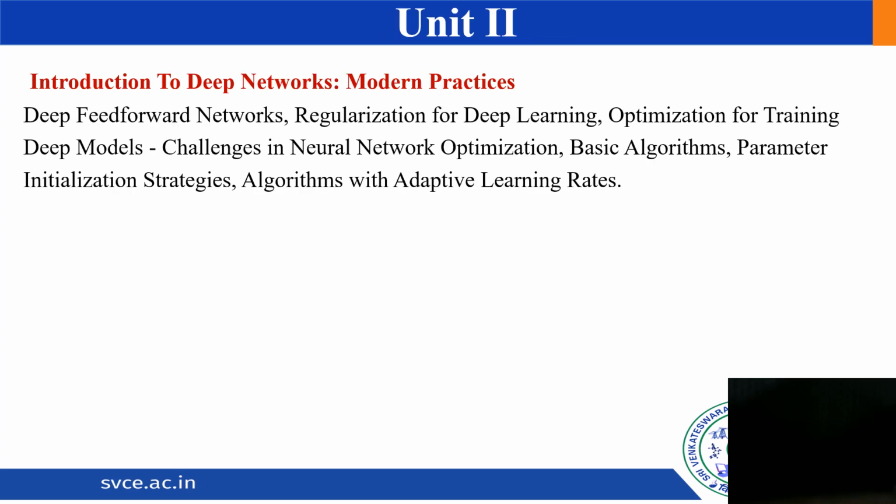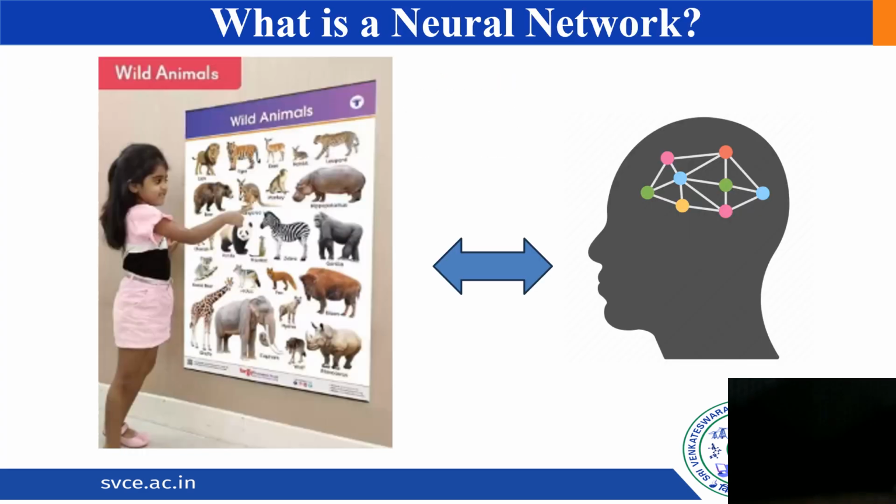This is the syllabus for Unit 2. So, what is a neural network? From this picture, you can see a child learns animal names by seeing various pictures, and it is related to the human brain. Think of a neural network like a super smart computer brain that can learn things just like how we humans learn from experience.